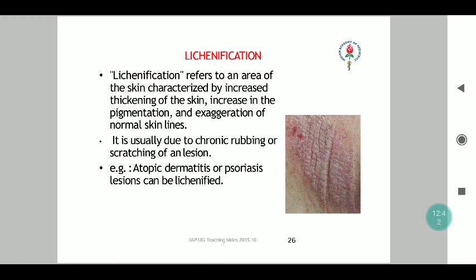Now, coming to lichenification, it refers to an area of the skin characterized by an increased thickening of the skin with an increase in pigmentation as well as an exaggeration of the normal skin lines. It's generally because of chronic rubbing or scratching over a lesion, and the classical example for this is atopic dermatitis or psoriasis lesions which can become lichenified.